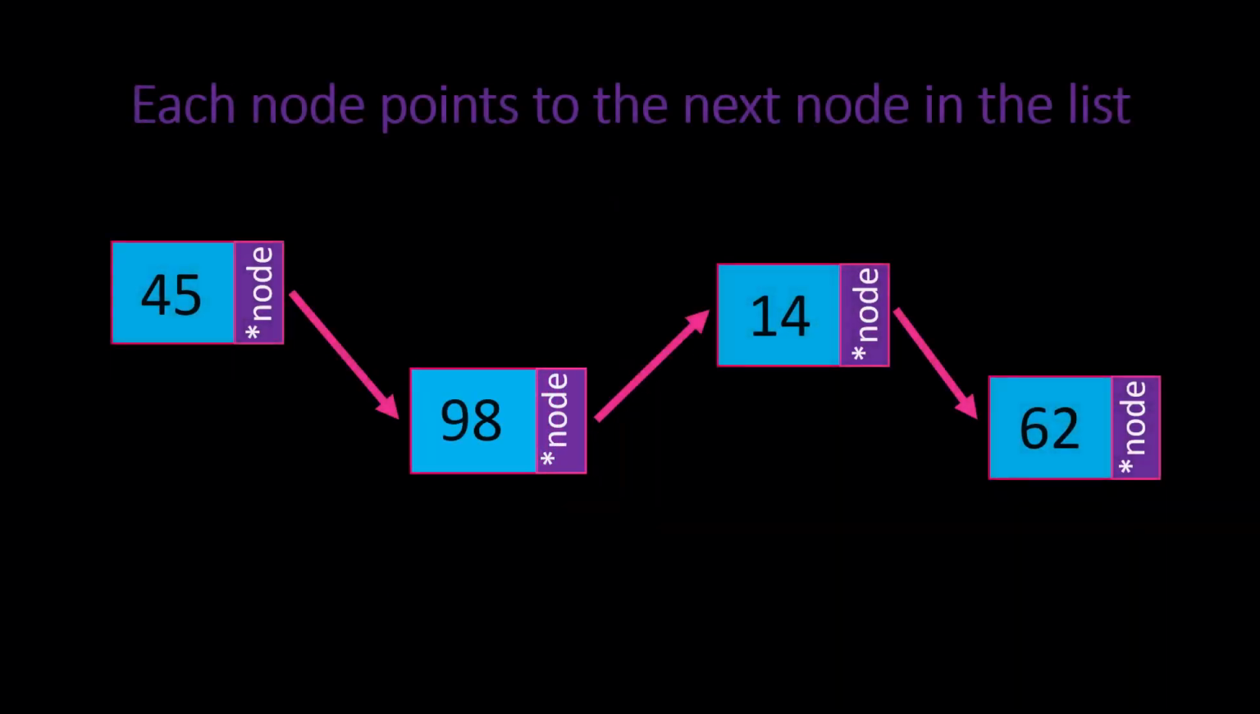So this image here shows how this concept works within memory. We have 4 nodes here, each holding an integer value for their data. And each one points to the next node in the list. If you want to access the data of any particular node, then we have to traverse this list going from one node to the next. So we start with 45 and then go to 98 and 14 and so forth.